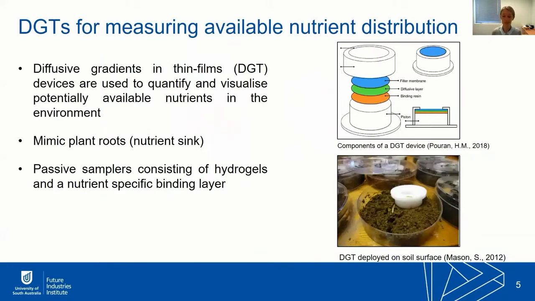So firstly, what is a DGT? A DGT is a way for non-destructively measuring the available nutrient pool in the soil. The DGT measurement incorporates the initial soil solution concentration of that particular nutrient of interest, as well as the ability of that soil to resupply that nutrient in response to its removal. But really, the principal theory behind the DGT is that it mimics the plant roots. So the DGT acts as a nutrient sink for the nutrient or analyte of interest.